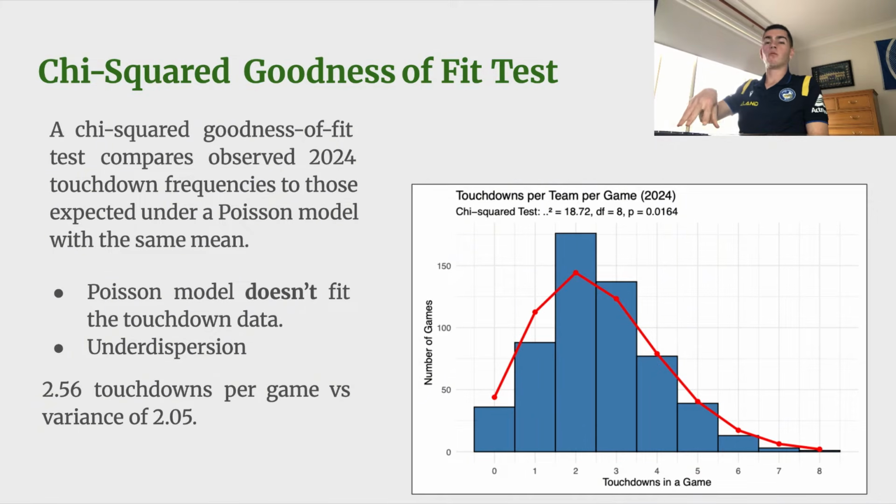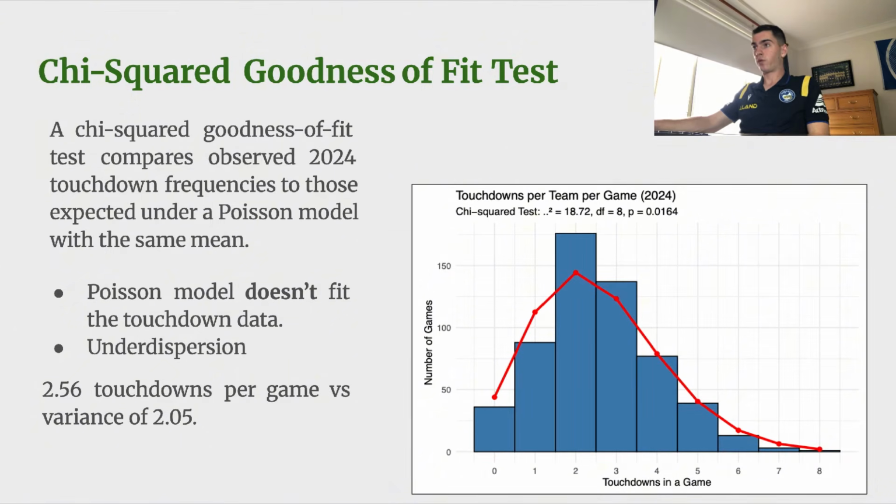Now, this test compares the real touchdown frequencies from the 2024 season to the expected frequencies generated by a Poisson distribution with the same mean. On the graph, the red line shows the Poisson distribution plotted against the actual empirical touchdown counts. And from the graph alone, it's clear that the traditional Poisson model doesn't fit touchdown data properly. The real touchdown counts in the 2024 season were more tightly concentrated around the mean, especially with 2 touchdowns per game happening far more often than the Poisson model predicts. Furthermore, the variance of the real data is lower than the mean, which is called underdispersion.